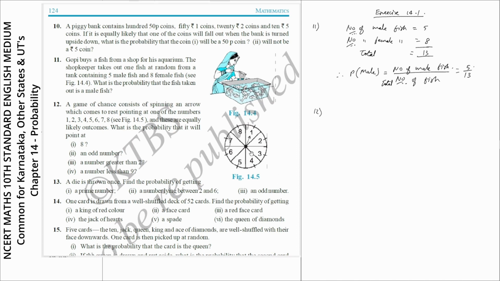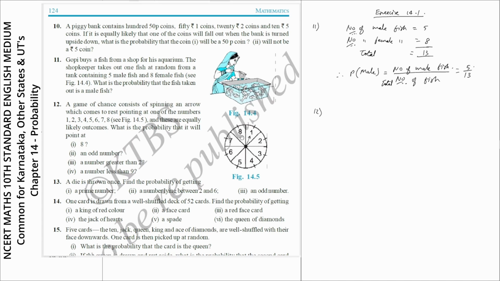Exercise 14.1 question number 12. A game of chance consists of spinning an arrow which comes to rest pointing at one of the numbers 1, 2, 3, 4, 5, 6, 7, 8, and these are equally likely outcomes. What is the probability that it will point at number 8, an odd number, a number greater than 2, a number less than 9? So here there is a wheel, and upon that there are numbers 1, 2, 3, 4, 5, 6, 7, 8, and there is an arrow, and that arrow is made to spin.